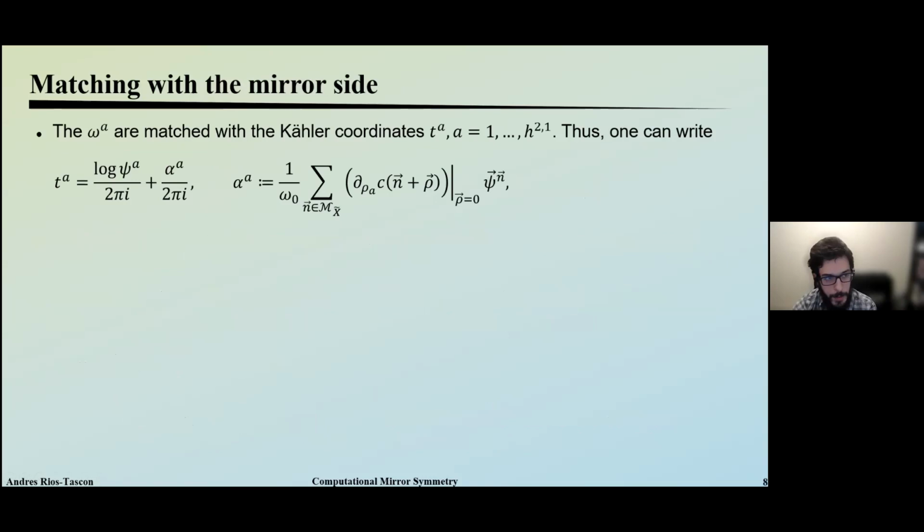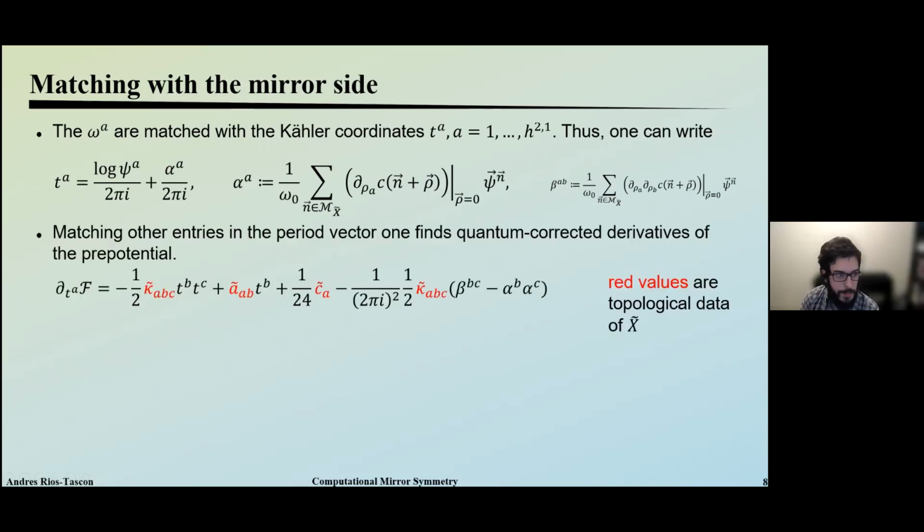So now if we match to the mirror side, these omega a's are matched with the Kahler coordinates T^A. So we'll be able to write the T^A's in terms of logs of the psi, plus some polynomials alpha, which basically look very similar to the fundamental period, except that we take derivatives of this C function here. Then we set rho equal to zero. And while we're here, let's also define these beta polynomials, where instead of taking one derivative, we take two derivatives. We'll see why in a second.